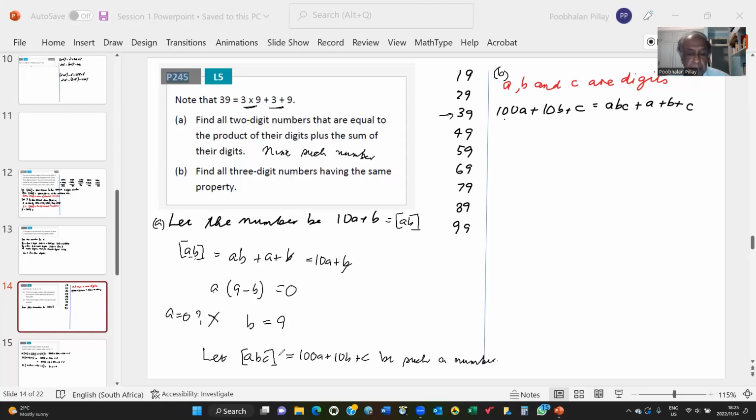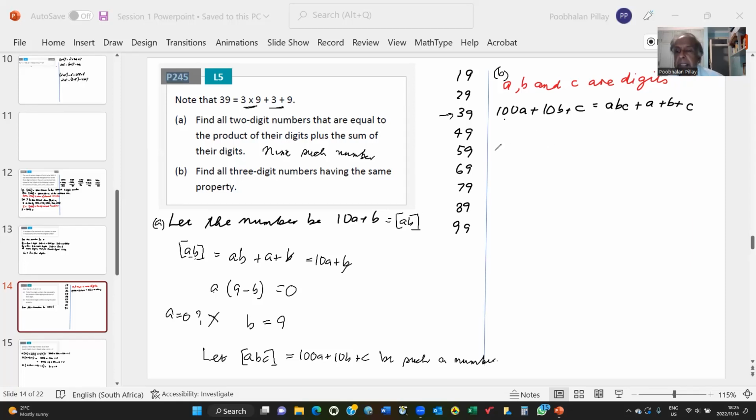This number has the property that it is equal to the product of the digits, A times B times C, plus the sum of the digits. So this is what we've got here. Your original number, 100A plus 10B plus C, is equal to the product of the digits, which is ABC, plus A plus B plus C, and that's the sum of the digits. So you have a nice equation, which is similar to the previous one.